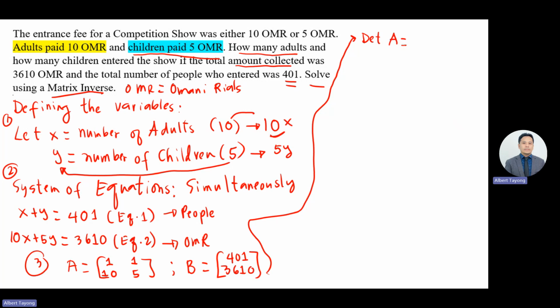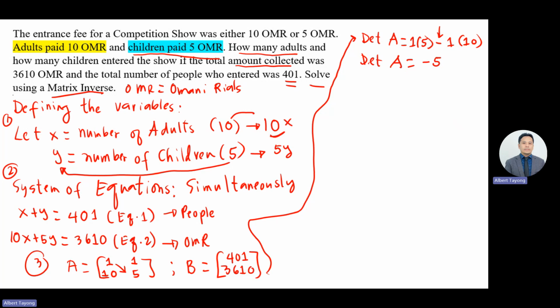So the first step is to find the determinant of A. That is the left diagonal, 1 times 5, minus 1 times 10. Please take note that this is always minus. So 1 times 5, the elements of the left diagonal or main diagonal, and 10 times 1, these are the elements of the right diagonal. So our determinant of A is equal to, of course, -5.